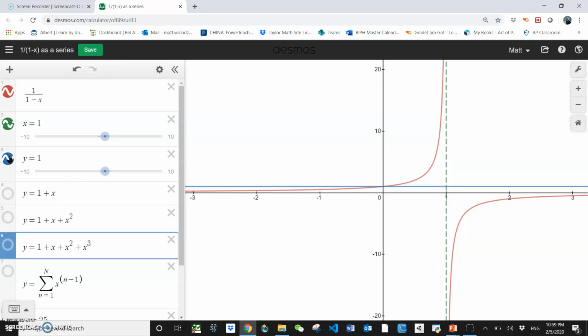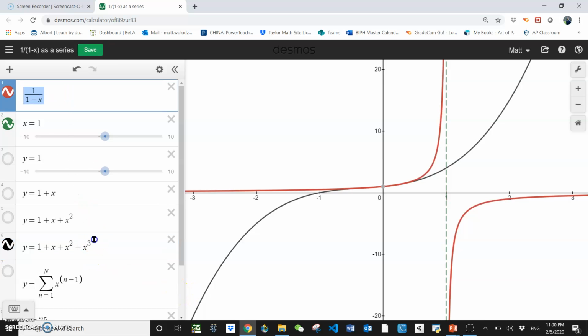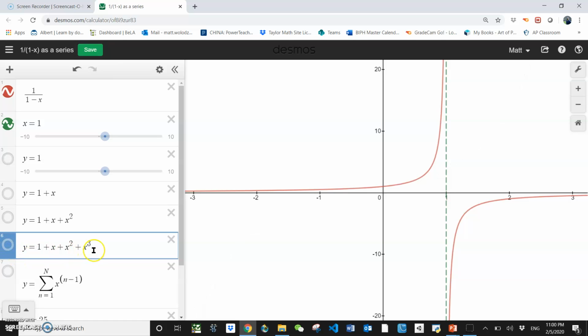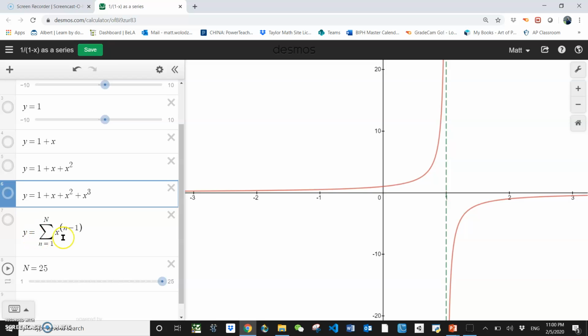So what happens as we begin getting closer and closer to the function? You'll notice that as I'm clicking through these different graphs, each graph is becoming closer and closer to the red curve. In other words, the more terms that I use, the closer to my function I get. And it's becoming a bit monotonous to type in x to the fourth, x to the fifth, x to the sixth, ... So instead, we use the convenient summation notation.